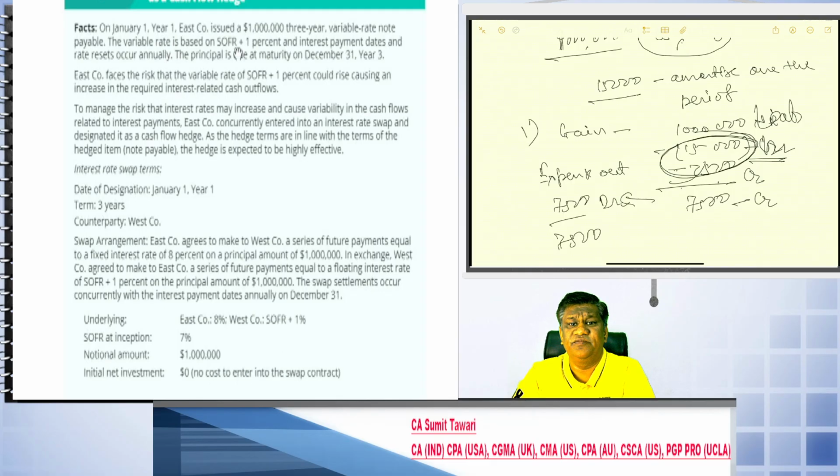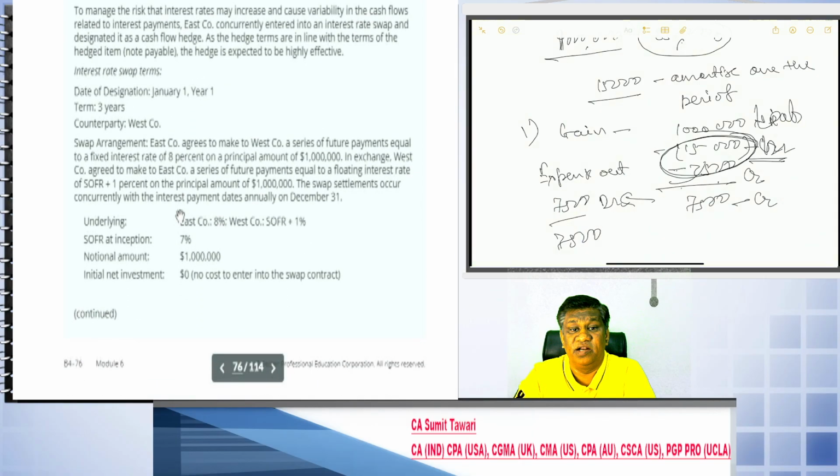Second, on January 1, year 1, each company issued a 1 million 3-year variable rate note payable. The variable rate is based on SOFR plus 1. Here it is a variable rate for Eastern company, not the fixed rate. Eastern company faces the risk that the variable rate could cause an increase in the required interest related to the cash flow. So in this question it is exactly the reverse situation. So they approach the Western company for the fixed rate.